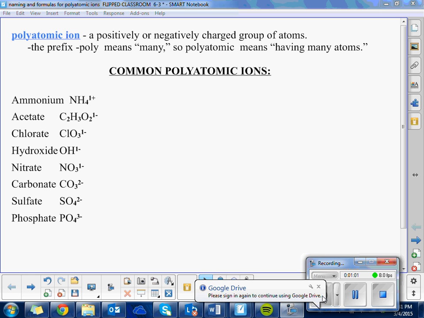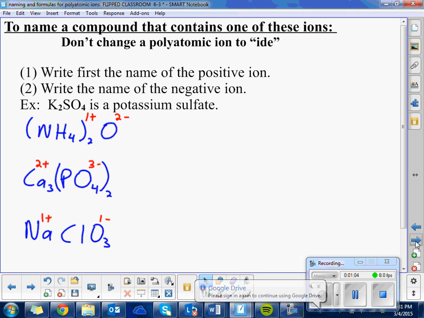We're going to take a look now at how we name a compound that contains one of these ions. First thing is to know you do not change the ending to IDE. If it is an anion, if it is a negative polyatomic ion, you do not change the ending to IDE. You always just leave the name as is. So rule number 1 says you write the name of the positive ion. Then rule number 2 says you write the name of the negative ion. And it gives an example there. K2SO4: K is potassium, SO4 is sulfate, so it's simply potassium sulfate.